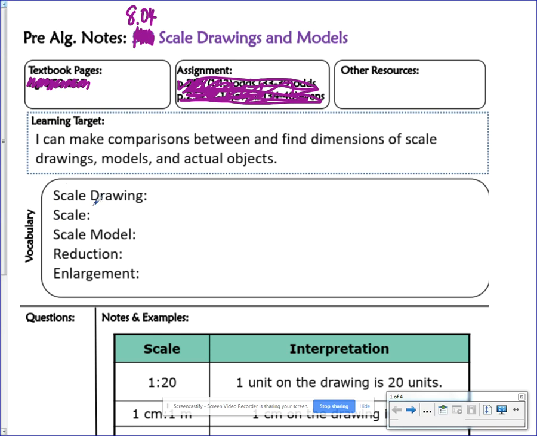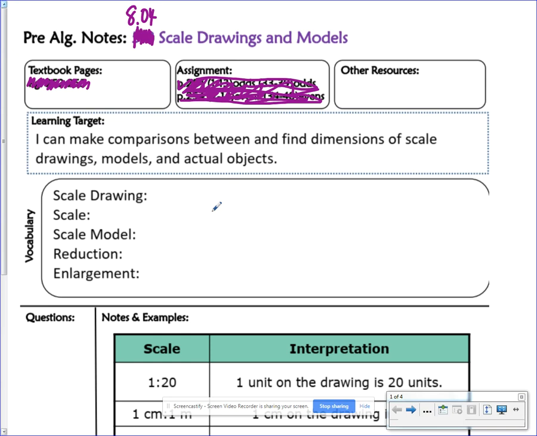There are a lot of words that have to do with scale on here. Look at your vocab list. All of these things are part of today's lesson. And basically what you're going to do in your learning target is we are going to find and make comparisons between an actual item and either a scale drawing, a scale model, or some kind of representation that's not the same size, and look at the comparison of those dimensions.